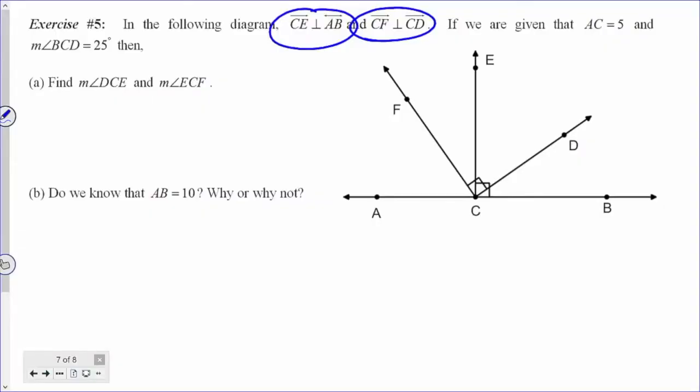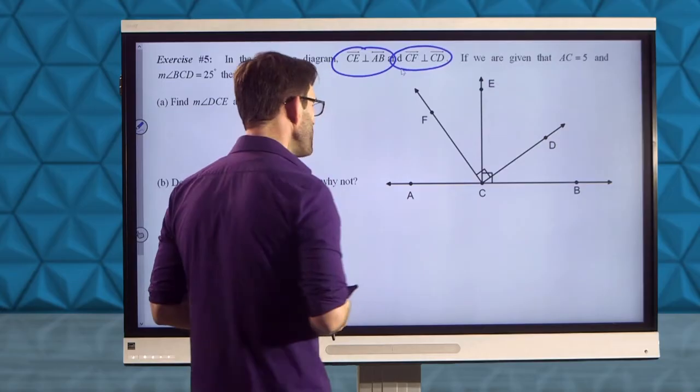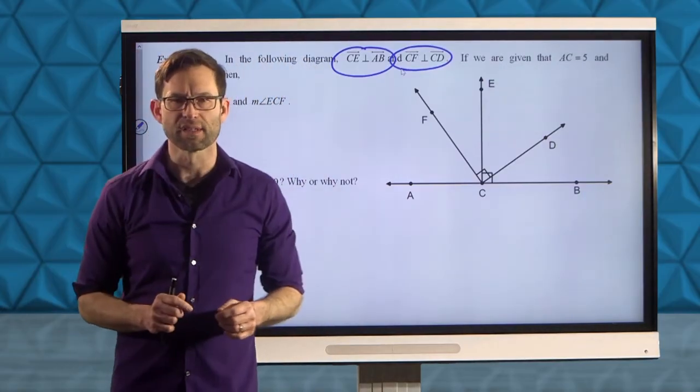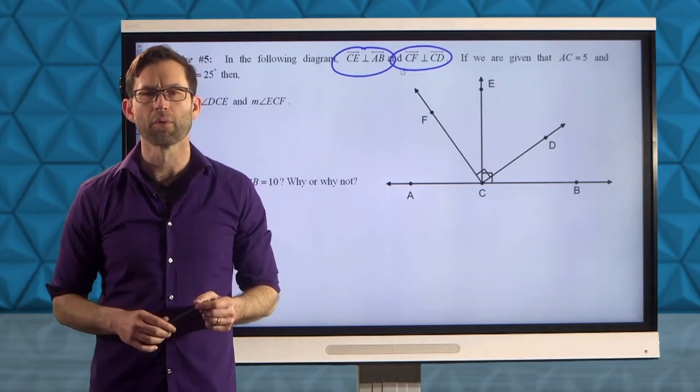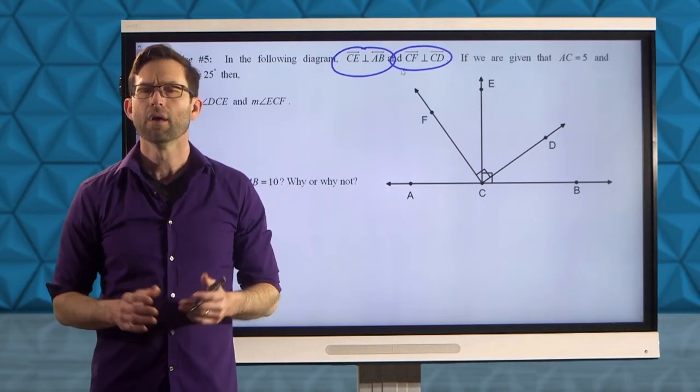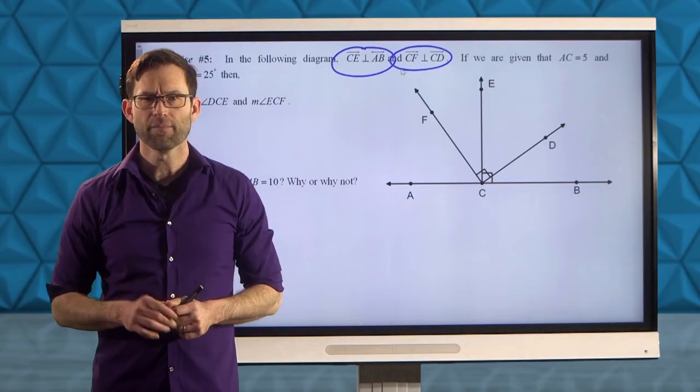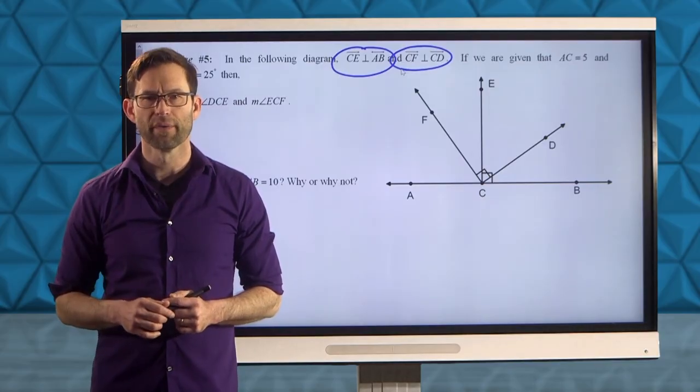If we are given that AC is 5 and the measure of angle BCD is 25 degrees, then they ask us about letter A, find the measure of angle DCE and the measure of angle ECF. And letter B, do we know that AB is 10? Why or why not? Now this is the last problem of the lesson, and I think you're very, very well prepared to take care of it right now. So what I'd like you to do is, again, take some time and work on this problem.